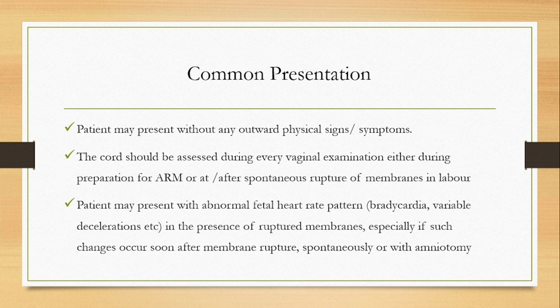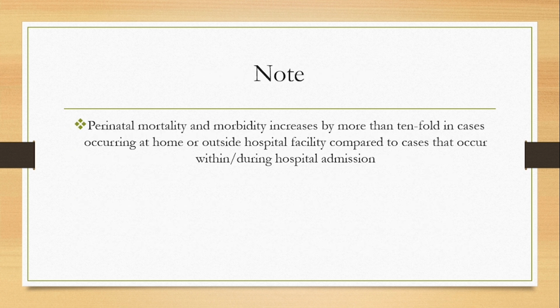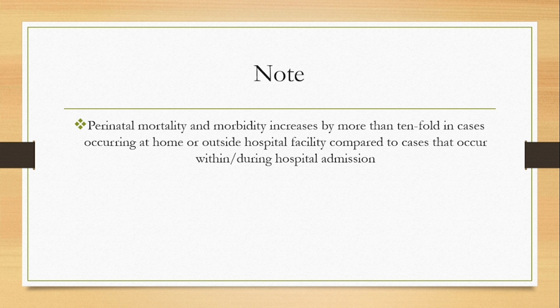Now, patients may present with abnormal fetal heart rate, bradycardia, variable deceleration. In such a patient, there must be suspicion of cord prolapse or cord presentation, and such a patient should be noted and treated appropriately. Now, perinatal mortality and morbidity increases by more than 10-fold in cases of cord presentation or cord prolapse that is occurring at home or outside the hospital facility. And that is why a high index of suspicion is important. You have such a patient in your antenatal clinic with abnormal lie, such a patient must be admitted at term. Now, if cord prolapse or presentation occurs at home, this is what must be done.